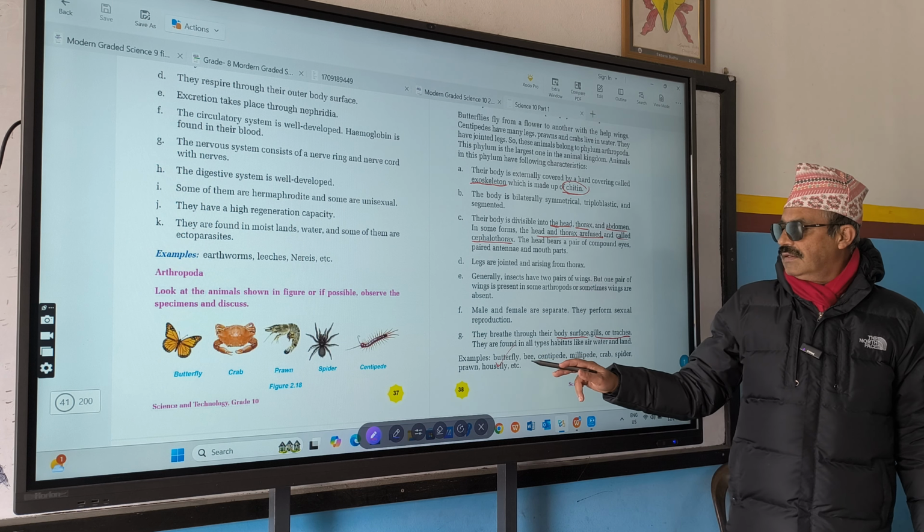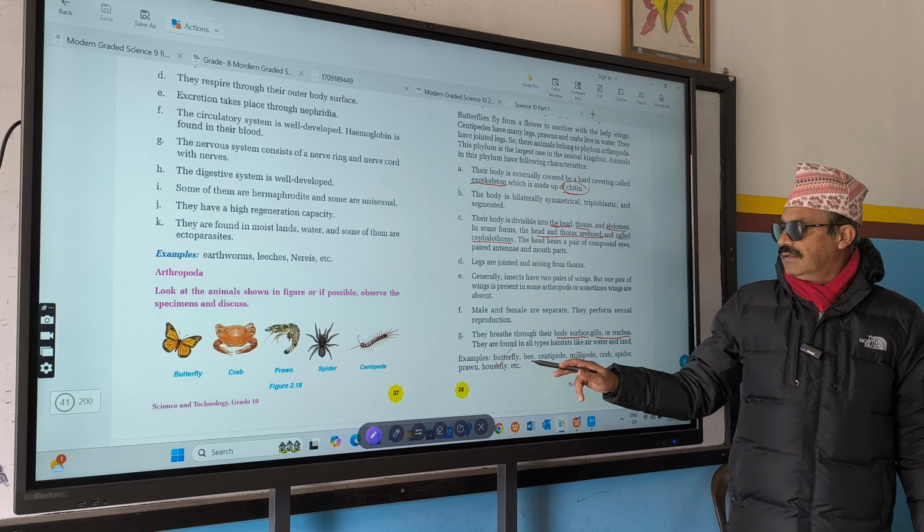Now, two animals are shown in the figure. They belong to the same kingdom. Right? Kingdom. Look at the figure and write the main reason for grouping them under the same kingdom. Why are they kept in the same kingdom? Do you know?